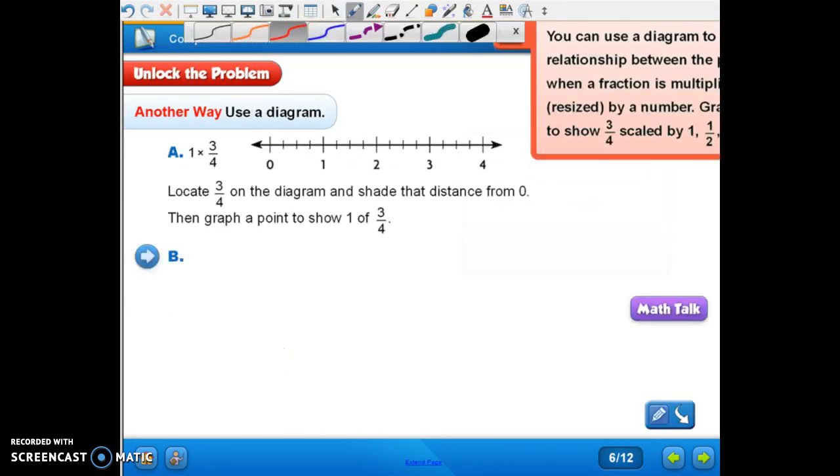It says locate 3/4 on the diagram and shade the distance from 0. So 3/4, here's 1/4, 2/4, 3/4. Then graph a point to show 1 of, or 1 times 3/4. Make sense?